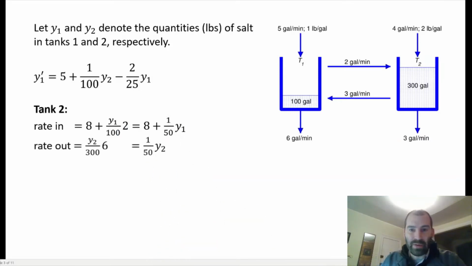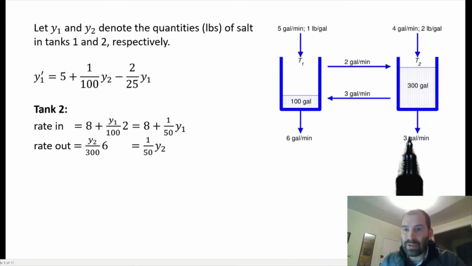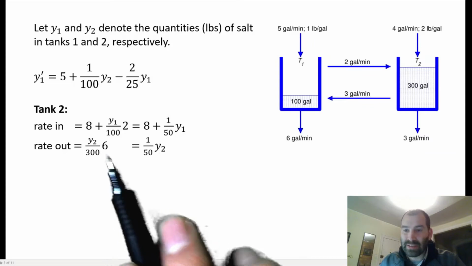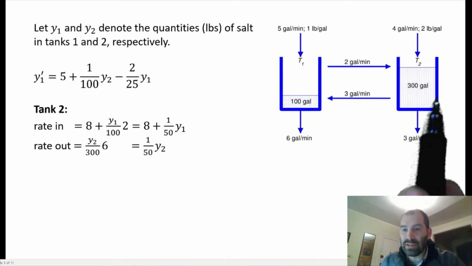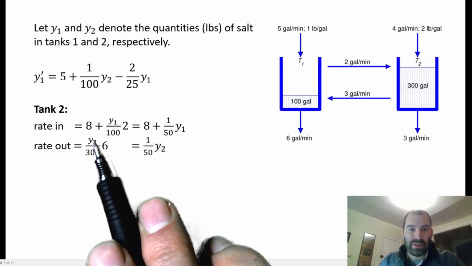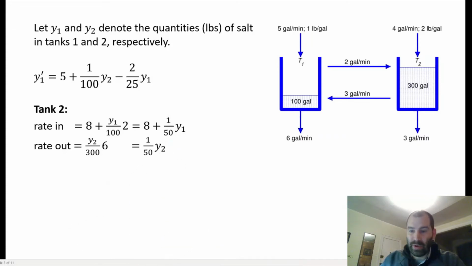What about the rate out of tank 2? Well, the rate out of tank 2, we've got 3 gallons per minute going this way and 3 gallons per minute going that way. A total of 6 gallons per minute, that's my 6. Multiplying that by the concentration of salt in tank 2, which is the amount divided by the amount of fluid in tank 2. So we multiply those, that gives us the rate out.